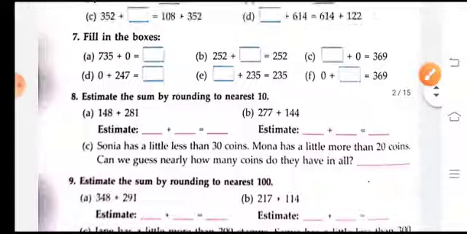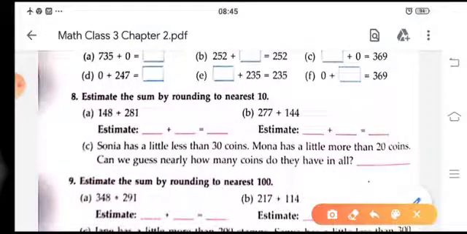Then we'll move on to the 8th sum, by rounding the numbers. See, 148 plus 281. What will be the number? What does it become? 9, then we add 8 plus 4, 12, and 2 plus 1, 3, 1, 4. 429 it becomes. So what do we write here?